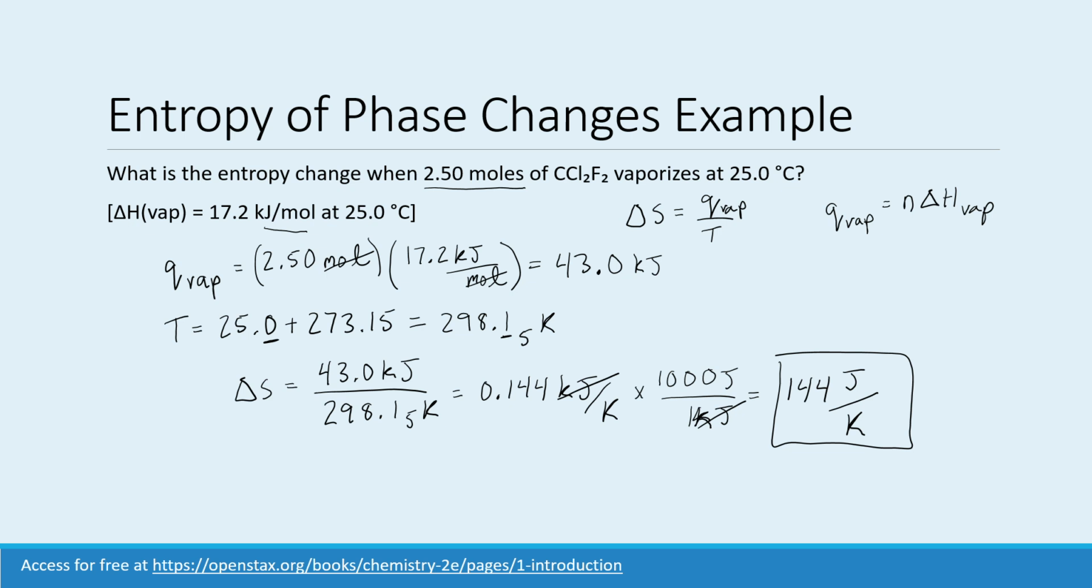And just know that also most of your entropy values will be written in joules per mole Kelvin. So you might see this as 144 joules per Kelvin, or you might see them add the per 1 mole back into it. And so it's joules per mole times Kelvin. Okay, so you could see either of those.